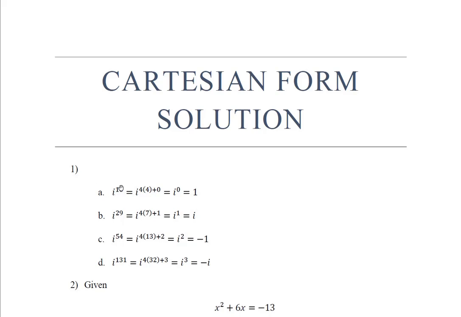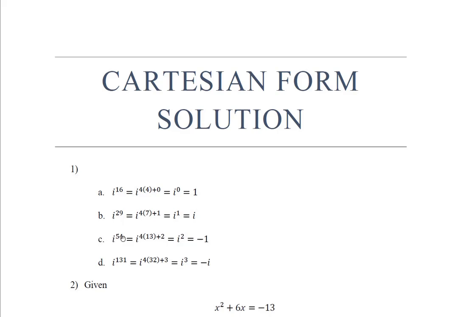1 Part A. i to the 16 is equivalent to i to the 4 times 4 plus 0, which is equivalent to i to the 0, and this is 1. i to the 29 is equivalent to i to the 4 times 7 plus 1, which is equal to i to the 1, which is i.